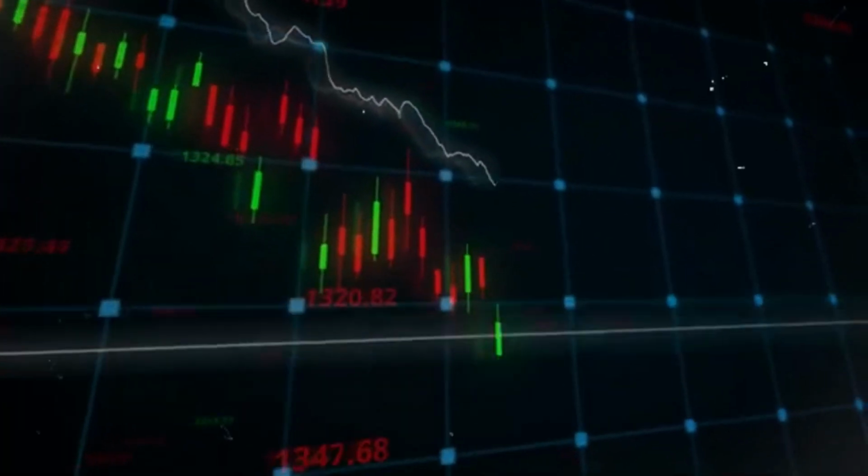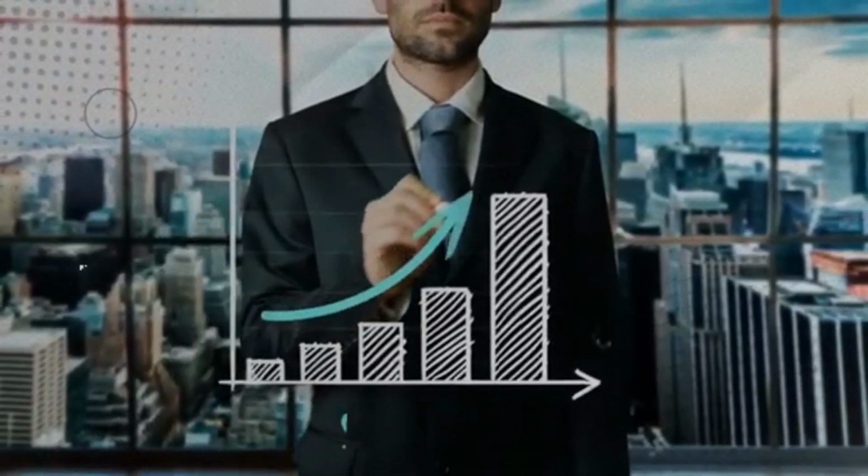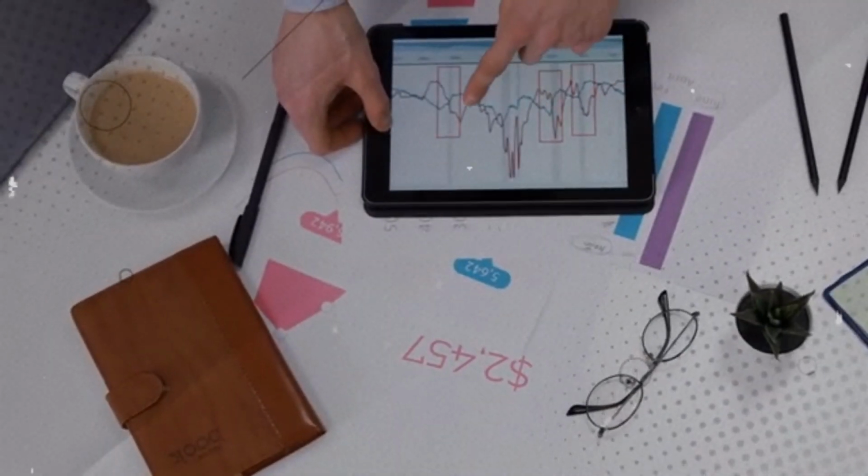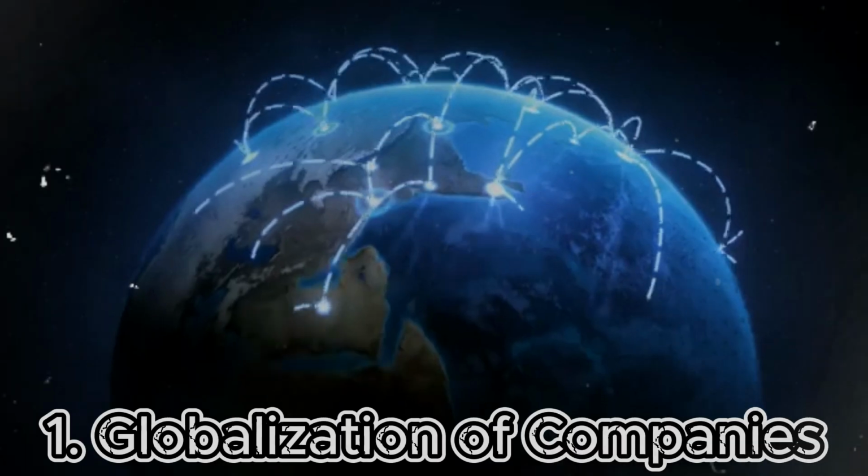Criticism of the Buffett Indicator. Although the Buffett Indicator can be a valuable tool for market analysis, there are also points of criticism that should be taken into account. 1.